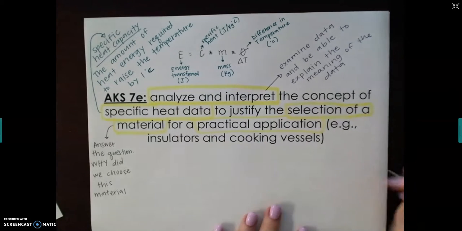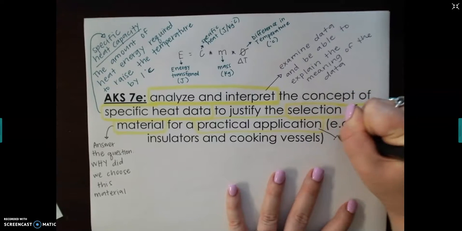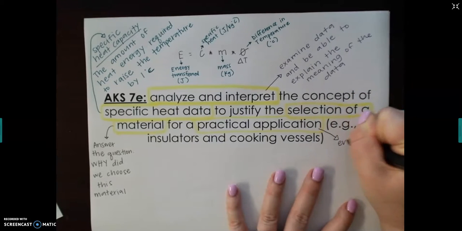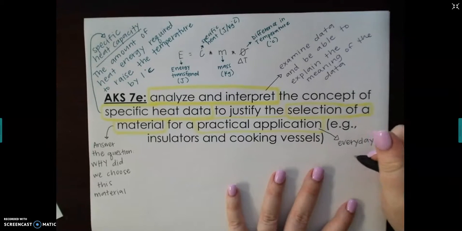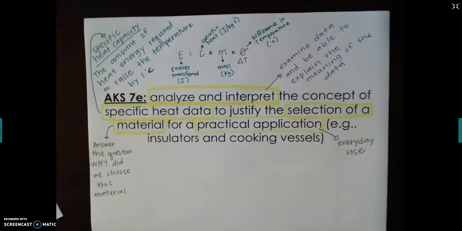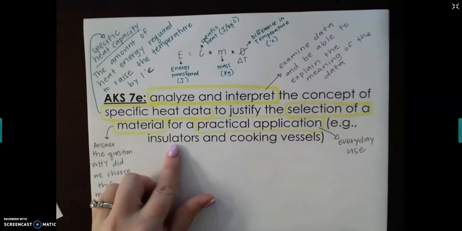Lastly, we highlighted practical application, and really all that means is everyday use. When I use something practically, it just means I'm using it in my everyday life. So right here, I'm just going to write everyday use. The only things left that I want to talk about are insulators and cooking vessels, these examples that they've given. So let's start with insulators.